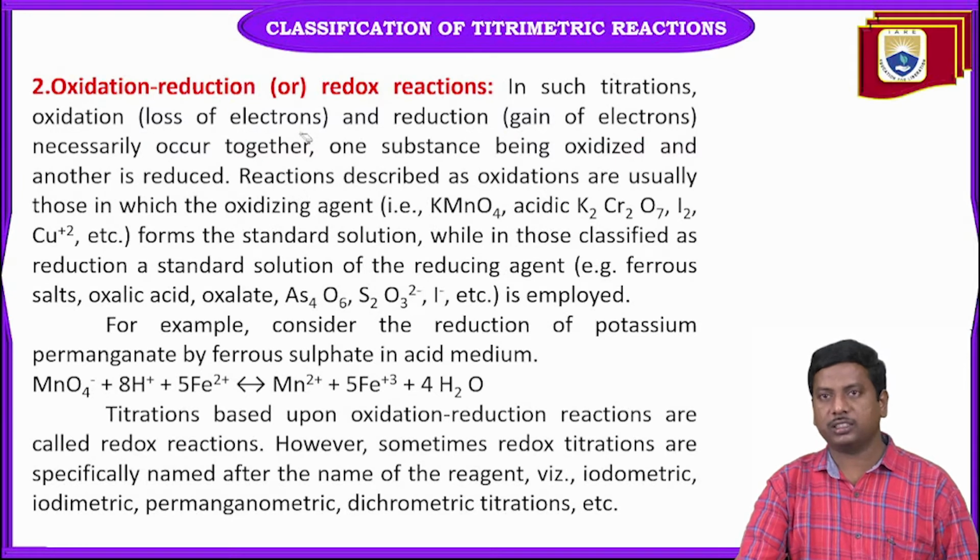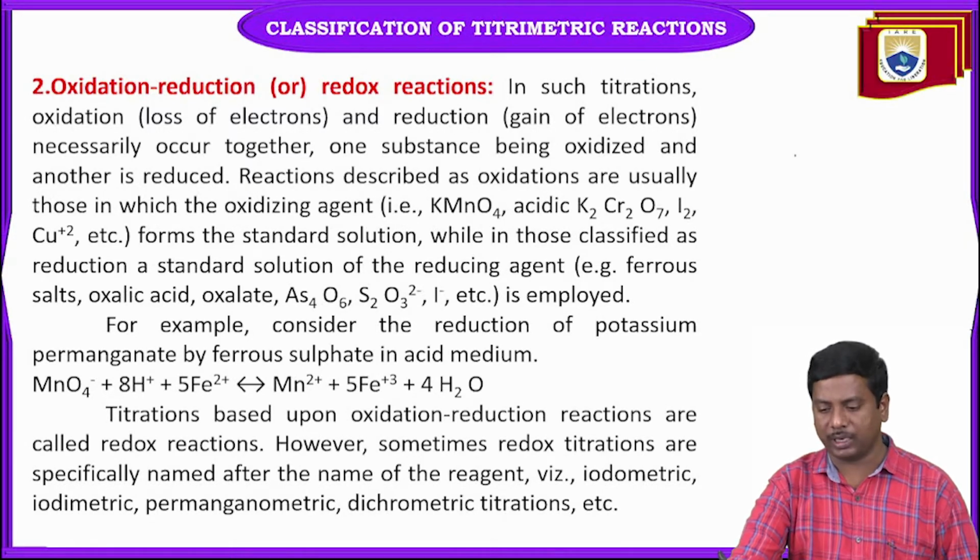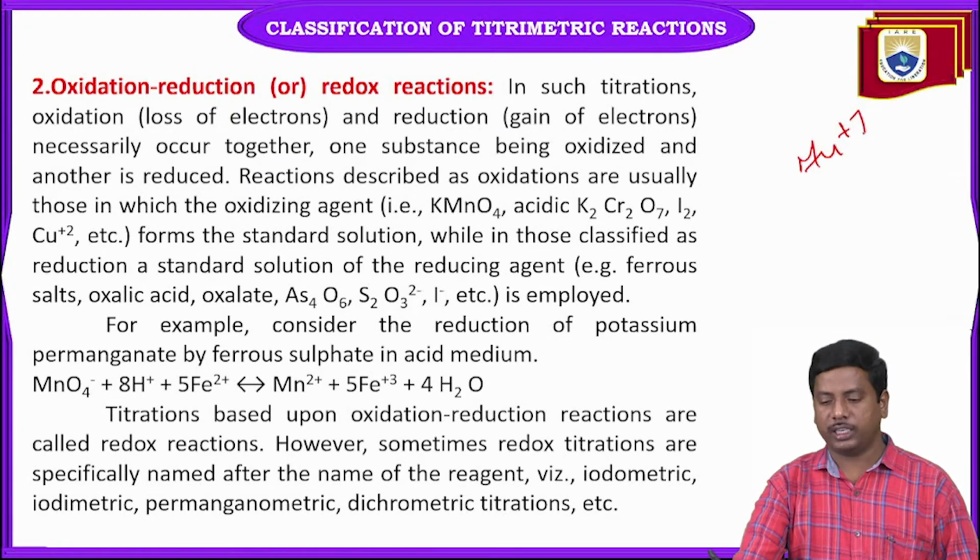So what are the examples for the oxidizing agents? Strong oxidizing agents are potassium permanganate and potassium dichromate, acidic potassium dichromate. And the oxidation state of the manganese in potassium permanganate is manganese +7, and the oxidation state of the chromium in acidic dichromate is chromium +6.